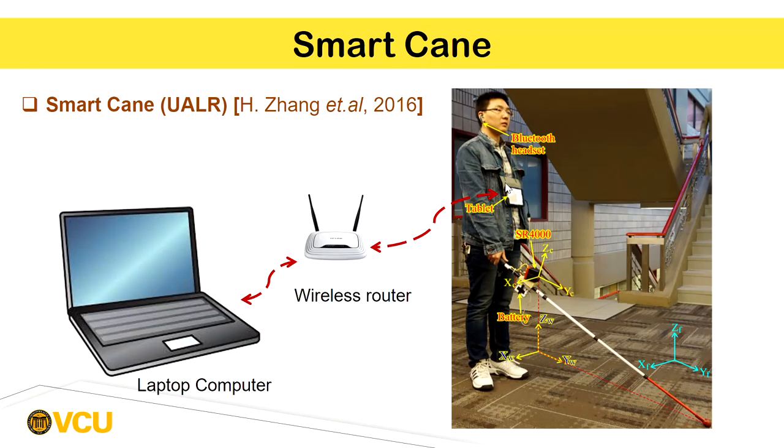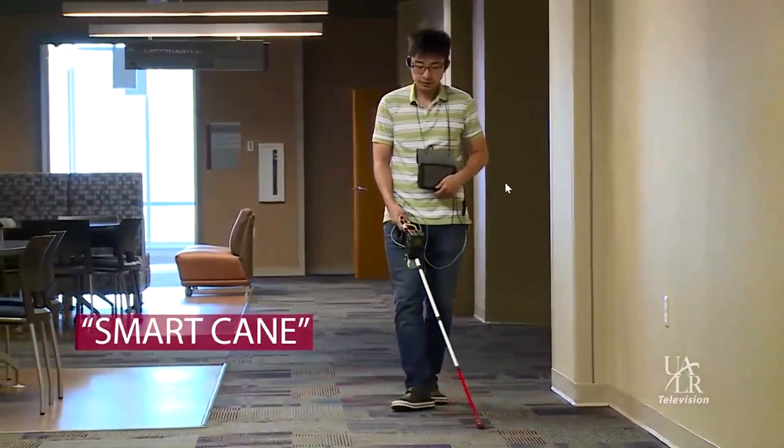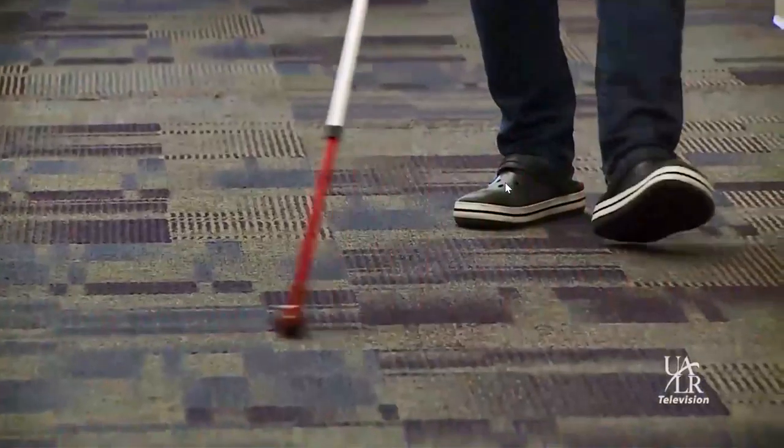The first one is called SmartCam. This is my PhD work, and I developed it at the University of Arkansas at Little Rock. It uses a SwissRanger 4000 camera installed on the white cane. You can see there's a battery and a tablet to retrieve the data from the camera and send it back to the laptop computer through Wi-Fi. All the algorithms run on the backend laptop, like pose estimation to localize the user in the indoor environment, and pathfinding to design a path to guide the user to their destination. The navigation command is sent back to the user and broadcast through a Bluetooth headset to tell them how to move forward in the next step.